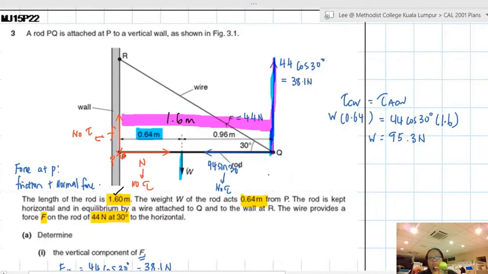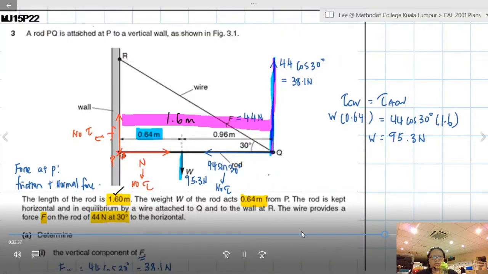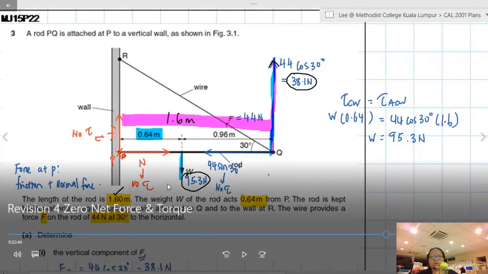Okay, so this is 38.1 Newton, by the way, and this is 95.3 Newton. So the question is asking you, why is W 38.1 not equal to this one? So something is not right. Who is going to balance? You have an extra 95.3 here, you have a missing 38.1 here. Well, ladies and gentlemen, boys and girls, friction, no? This is how I know the friction is pointing upwards. This friction has to help the 38.1 to support the 95.3.